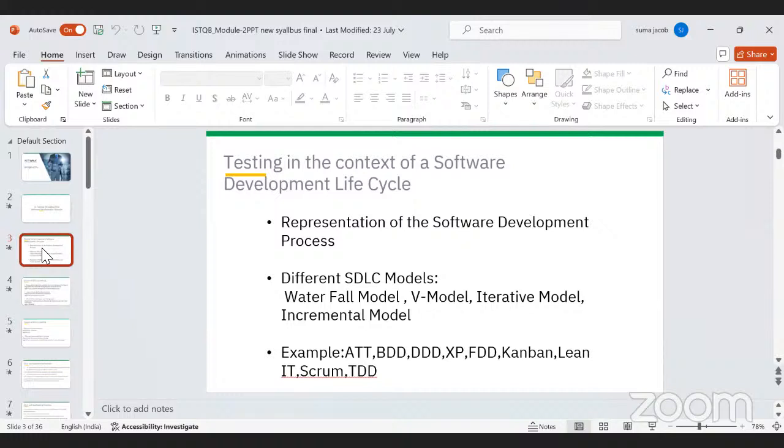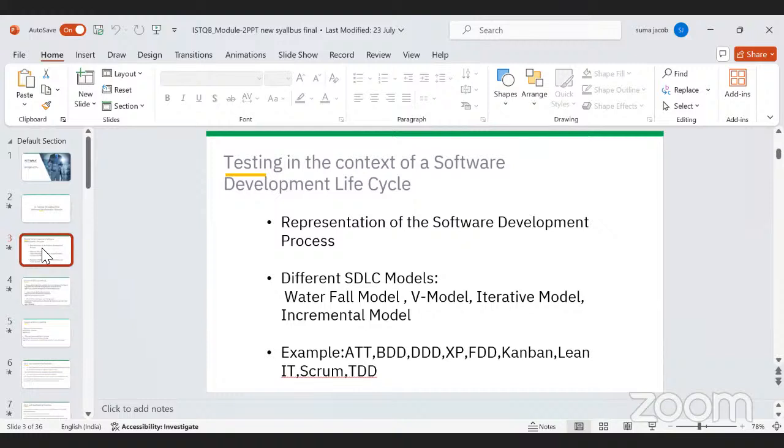So what does SDLC define? It defines how different development phases and types of activities within this process relate to each other. How each process relates to each other, that is the whole definition of SDLC. So what are the different phases in an SDLC in general?